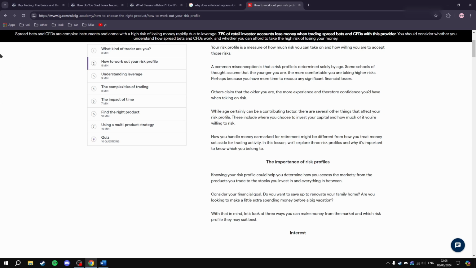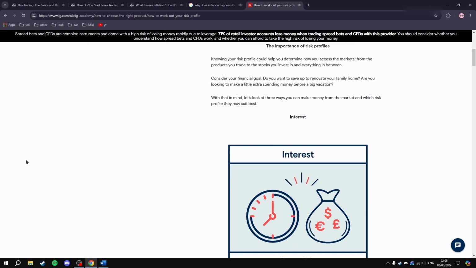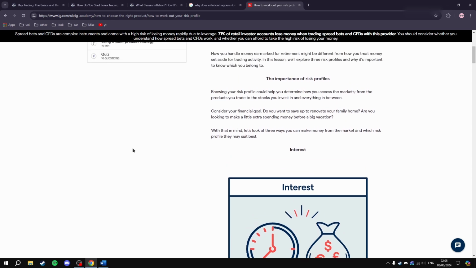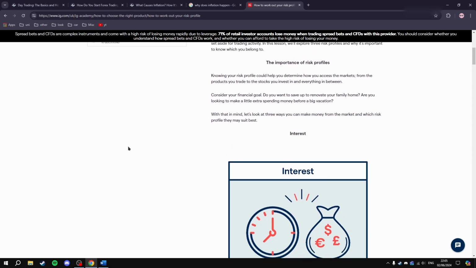How you handle money earmarked for retirement might be different from how you treat money set aside for trading activity. In this lesson, we'll explore 3 risk profiles and why it's important to know which you belong to. So, the importance of risk profiles. Knowing your risk profile could help you determine how you assess the markets, from the products you trade to the stocks you invest in, everything in between.